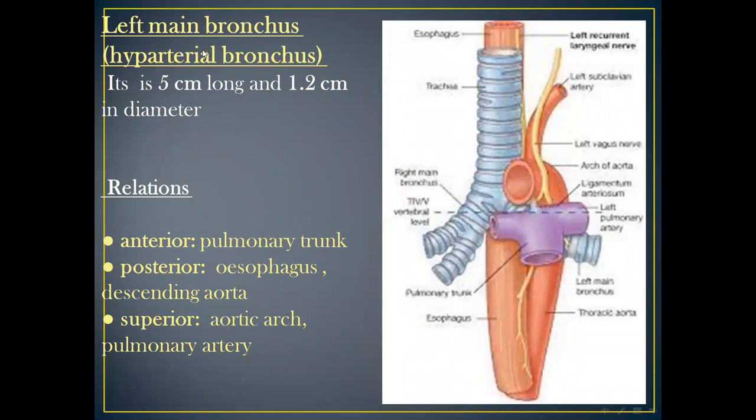Now, the left main bronchus is called hyparterial because it passes under the artery. This is the left main bronchus. It is 5 cm long and 1.2 cm in diameter. The relations are, anteriorly, we have the pulmonary trunk. This is the pulmonary trunk. As we said, it passes above the bronchus. And posteriorly, the esophagus and the descending aorta. Superiorly are the aortic arch and pulmonary artery.